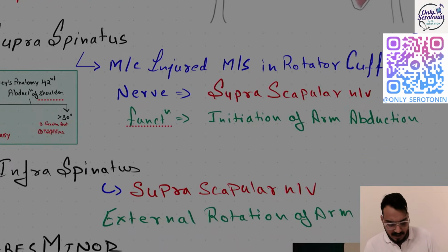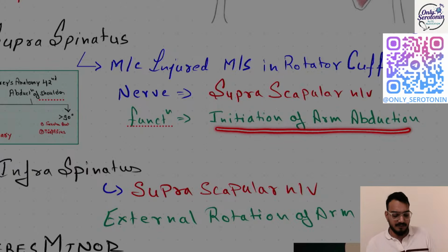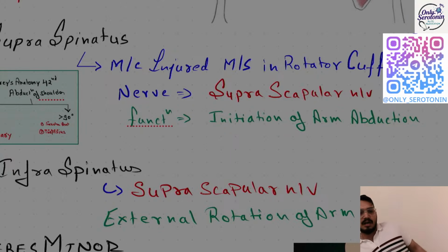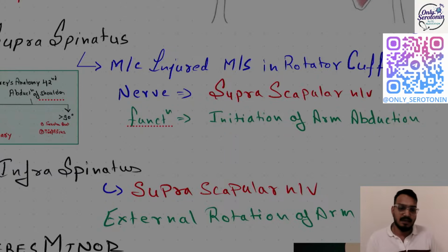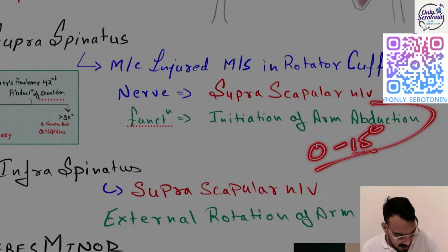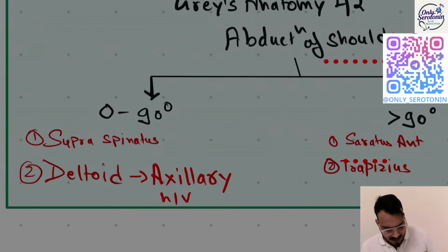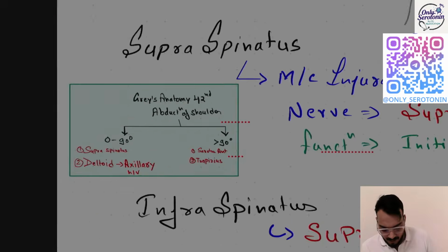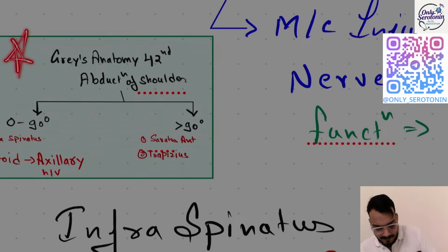The function is what, guys? The function is initiation of arm abduction. So when your arm is starting abducting, right? The initiation, which is around 0 to 15 degrees, is done by what, guys? It is done by your supraspinatus muscle. Abduction of the shoulder, 0 to 90 degrees, is by supraspinatus as well as the deltoid muscle, and more than 90 it is serratus anterior and trapezius muscle. Please remember this, guys, it is very important.